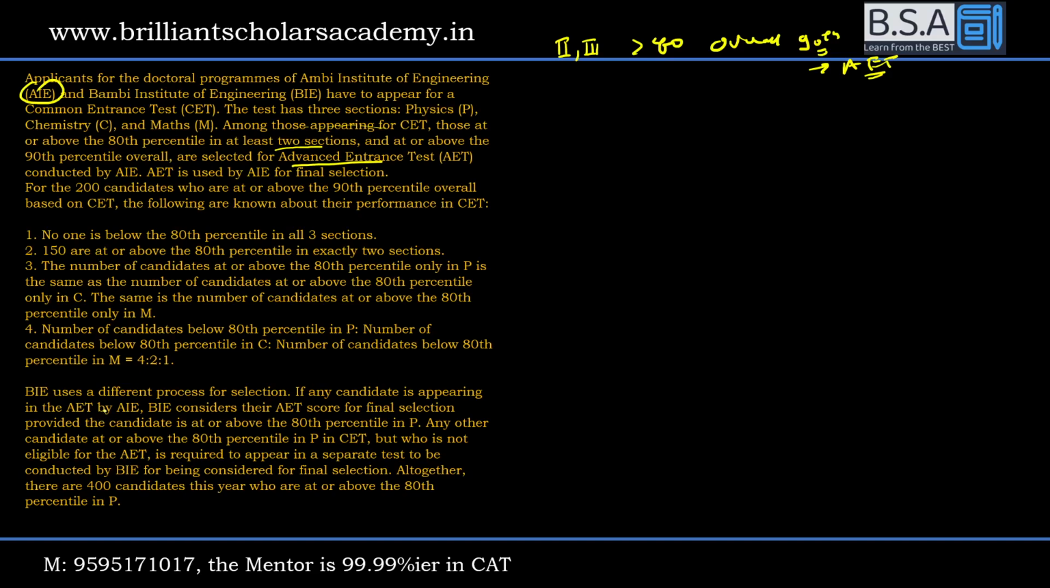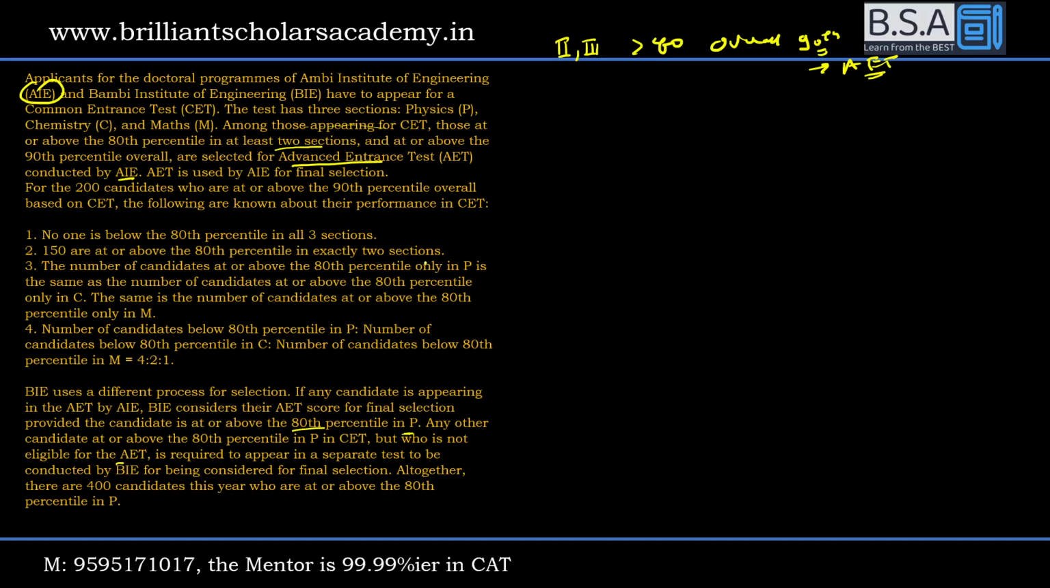BIE uses a different process. ये पूरा किसका था? ये AIE का process था. BIE uses different process for selection. If any candidate is appearing for AET by AIE, BIE will consider their AET score for final selection, provided the candidate is at or above 80th percentile in P. Any other candidate at or above 80th percentile in P in CET but who is not eligible for AET is required to appear separate exam.